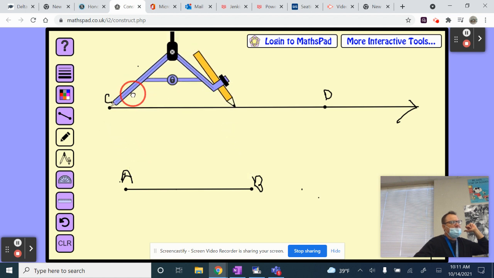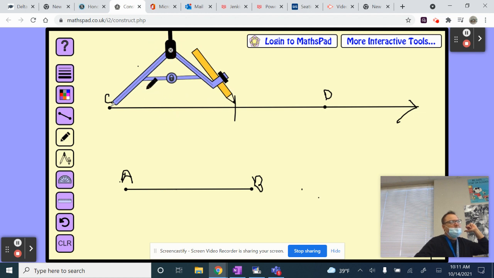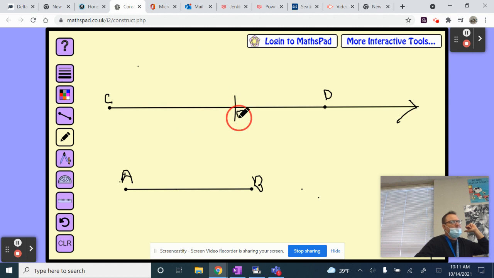Now I'm going to take that needle and put it on C. And then up here, I'm just going to draw an arc, a little piece of an arc. I'm not going to draw a whole circle. Okay, and then let me get rid of my compass. I'm done with my compass for now.